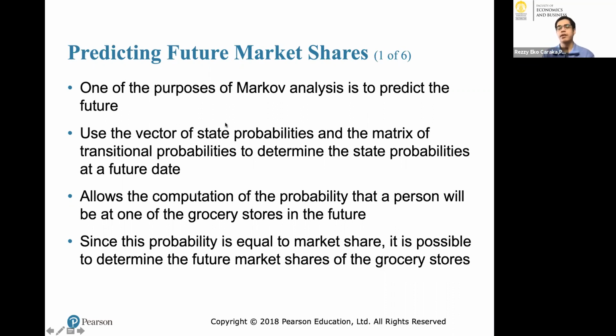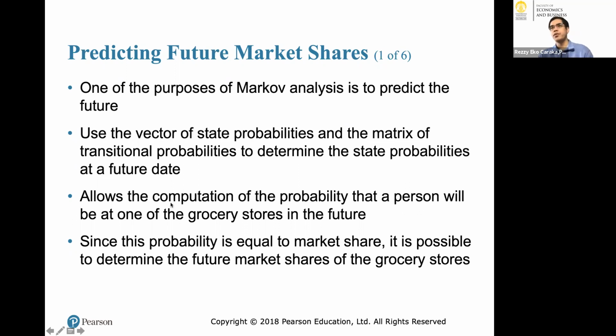So the goals of Markov analysis, of Markov chains: we can use these methods to predict the future, or predict the probability. We also use the vector of state probabilities and the matrix of transition probabilities to determine the state probabilities at a future date. This is how we get Markov market shares. It also allows the computation of the probability that a person will be at one of the grocery stores in the future. Later, in probably week 13, we will talk about another computation using Markov chains.